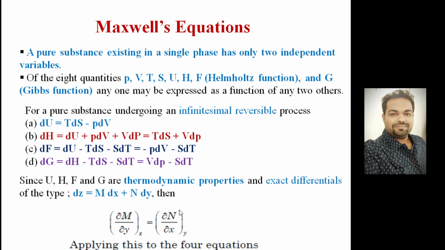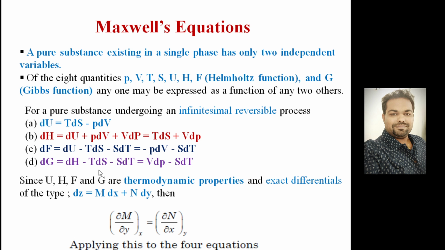As I said, any variable that satisfies this condition is called an exact differential, and any exact differential variable is known as a property of the system. If you apply this concept over this equation, just compare this equation with this equation first. M is basically T, x is S, y is V, and N is P. So you have to differentiate M with respect to y and N with respect to x. So here you compare T with respect to V and P with respect to S, keeping those variables constant.